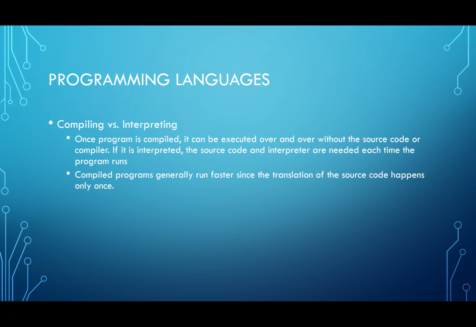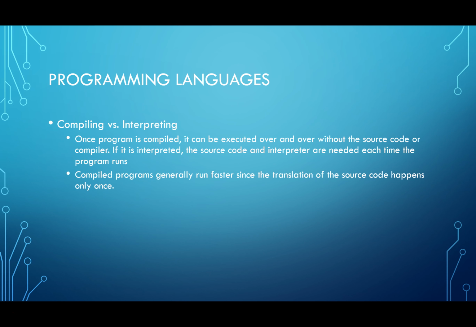So, compiling versus interpreting: once a program is compiled, it can be executed over and over without the source code or compiler. If it's interpreted, the source code and interpreter are needed each time the program runs. Compiled programs generally run faster since the translation of the source code happens only once.